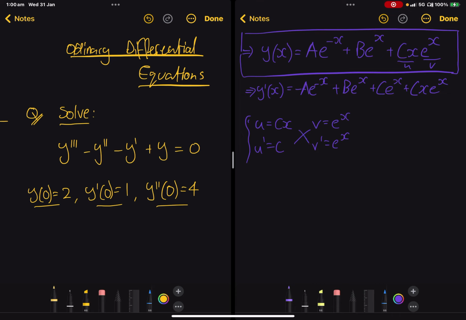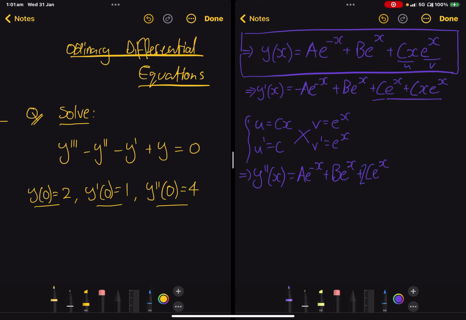Now we need to take a second derivative. So our second derivative, y''(x): minus a e^(-x) becomes a e^(-x). We have b e^x and c e^x, and they just stay as they are, b e^x plus c e^x. And then we have c x e^x, which becomes c e^x plus c x e^x because we just differentiated it here. It became these two terms.